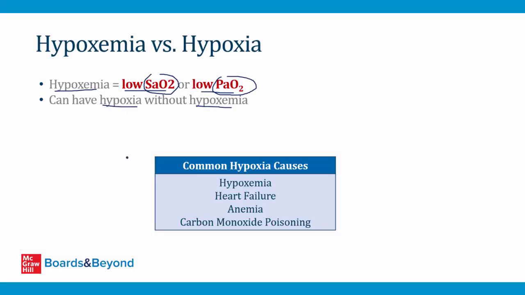And so shown here in this little table are common causes of hypoxia. Only one of them is hypoxemia. These other three right here are situations where you do not have hypoxemia, meaning you do not have a low PaO2, but nevertheless, there's low oxygen delivery to tissues. So this can occur in heart failure, anemia, and carbon monoxide poisoning, and we'll talk about these three things right now.